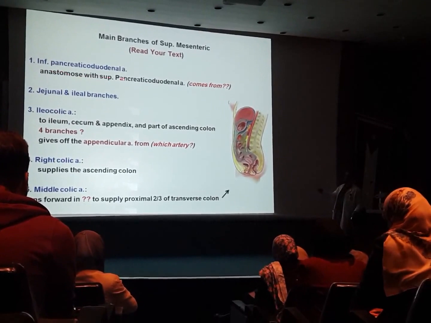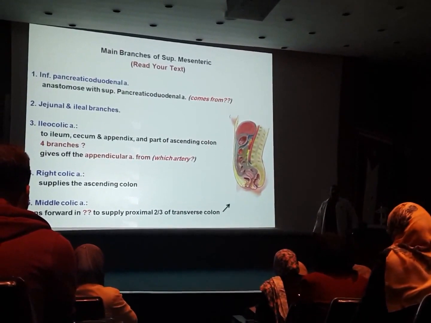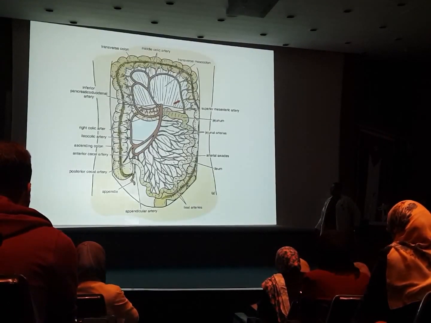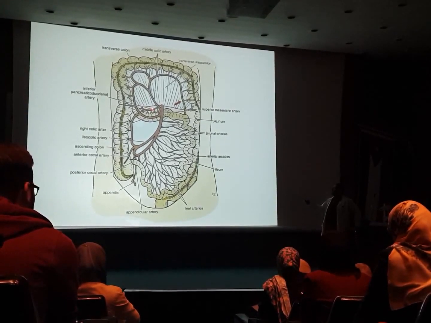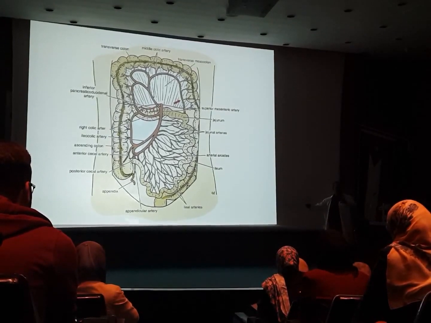The first one I told you about, inferior pancreaticoduodenal artery. Okay? Why do you think we need it? You see it? It's here, retroperitoneally by the way, before, okay?